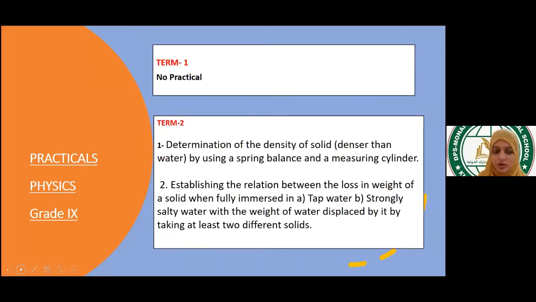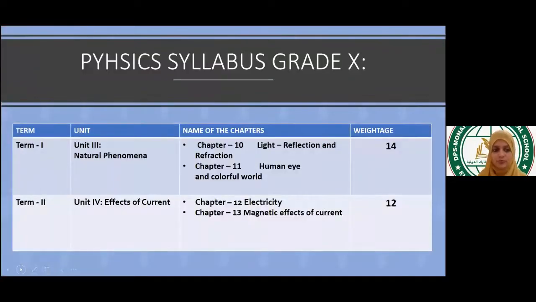And now let's talk about grade 10. In grade 10, term 1, we have 2 chapters, light, reflection and refraction, and the second chapter is human eye and the colorful world, which will be carrying 14 marks. And for term 2, we have 2 chapters again, electricity and magnetic effects of current. And it will be for 12 marks in term 2.